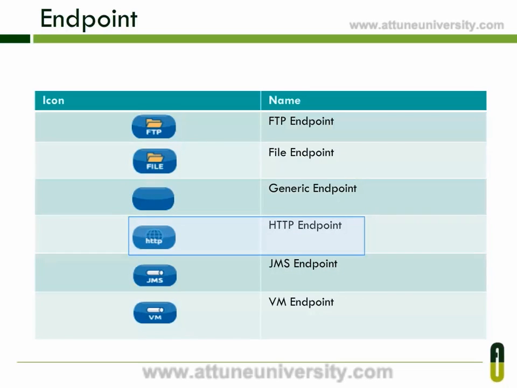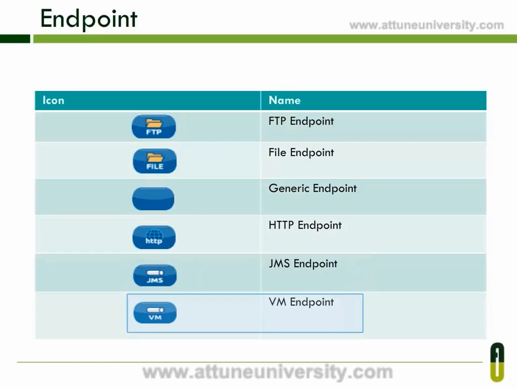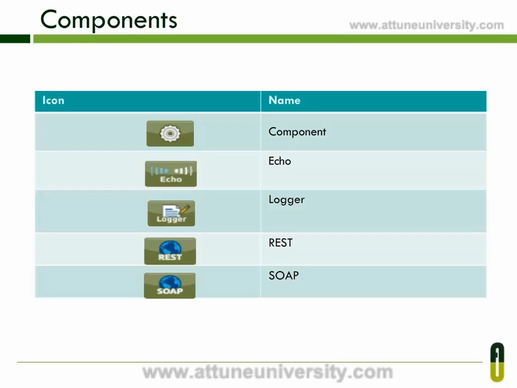HTTP endpoint. This endpoint is used to process HTTP requests or responses. JMS endpoint. This endpoint is used to send or receive messages from a JMS queue. VM endpoint. This endpoint is an in-memory queue that allows you to integrate different flows or services in the same Mule config. Here you can see the different types of components.